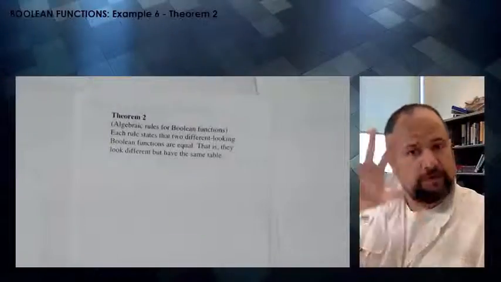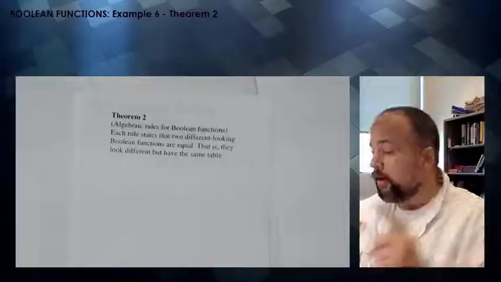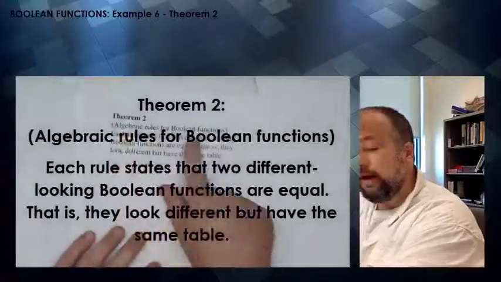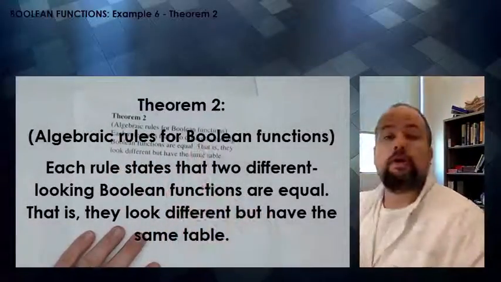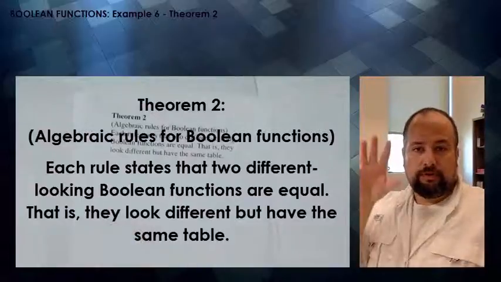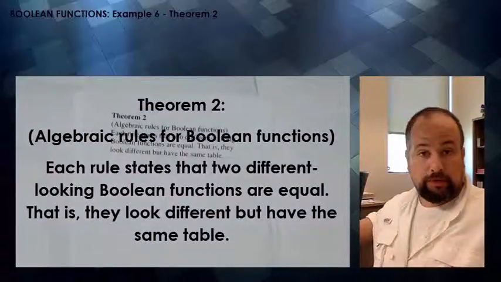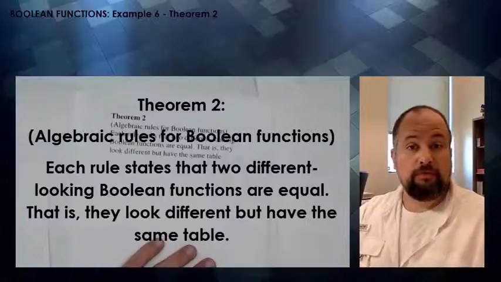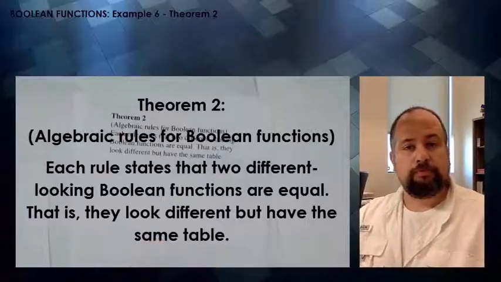So this is example 6, theorem 2. All right, this is the theorem that we're dealing with, algebraic rules for Boolean functions. So what we just learned is how to take a truth table and turn it into a Boolean function. Sometimes they'll just give you a Boolean function, but what you want to be able to do is manipulate it.